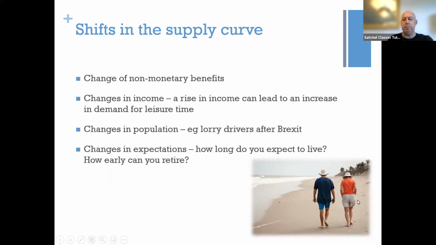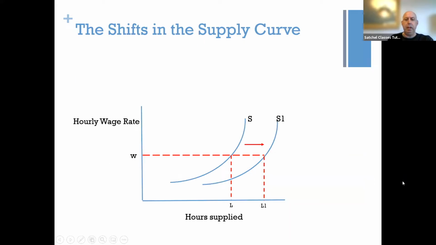As you can see those people in retirement there. So let's have a look at these shifts. Just like a supply and demand, a supply curve shifting outward to the right. So for instance, the wage rate stays the same, but perhaps the conditions of working have improved, and so people are more willing to supply their labour at that wage rate.